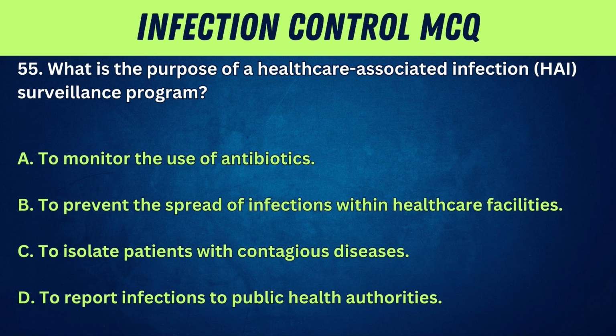55. What is the purpose of a healthcare-associated infection (HAI) surveillance program? A. To monitor the use of antibiotics. B. To prevent the spread of infections within healthcare facilities. C. To isolate patients with contagious diseases. D. To report infections to public health authorities.